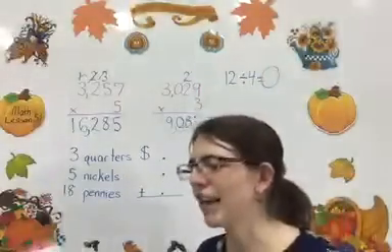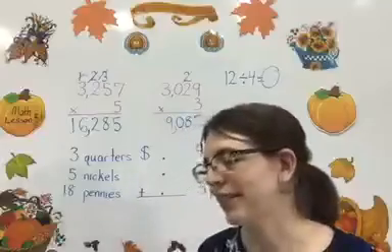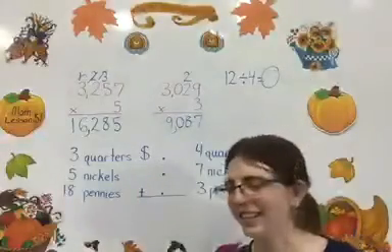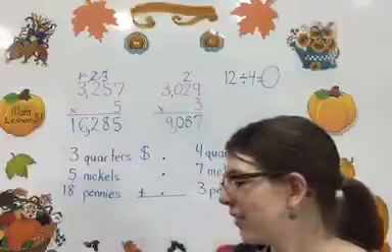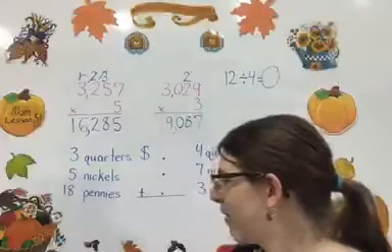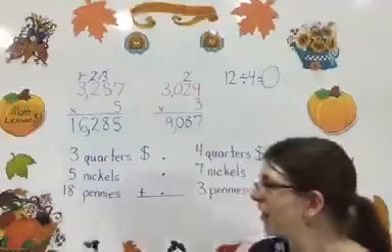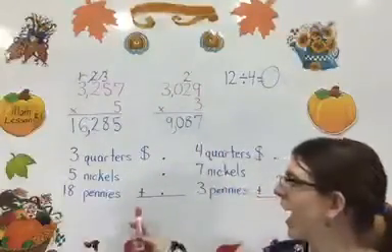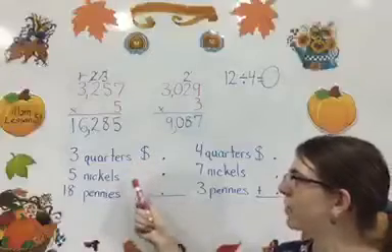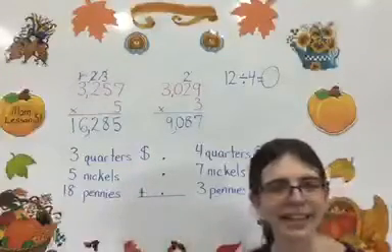Okay, turn your page over to page 102. It's time for our coin practice. So we're going to do exercise 5 together. It says write the value of the coins and write the sums. So let's start with number 5, letter A. You have 3 quarters, 5 nickels, and 18 pennies.